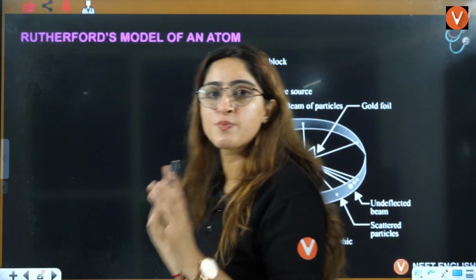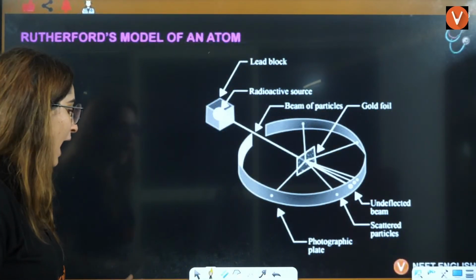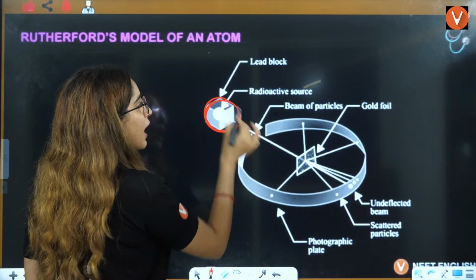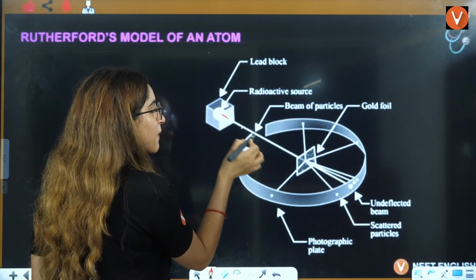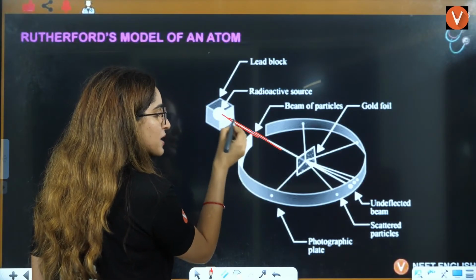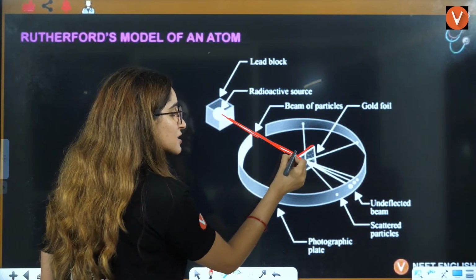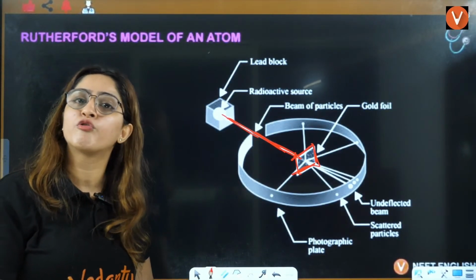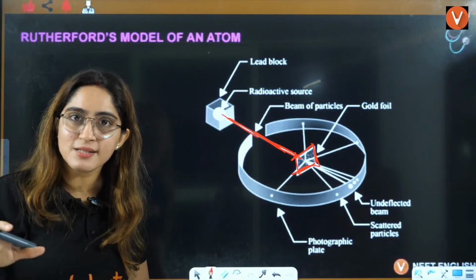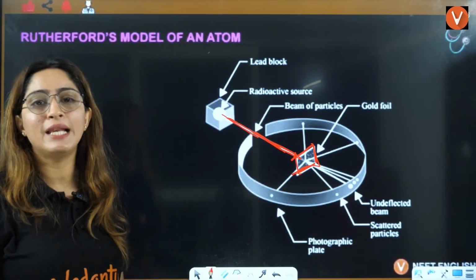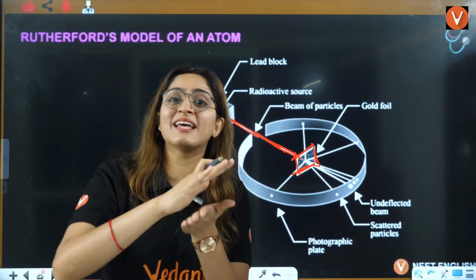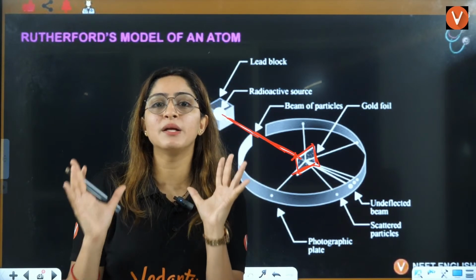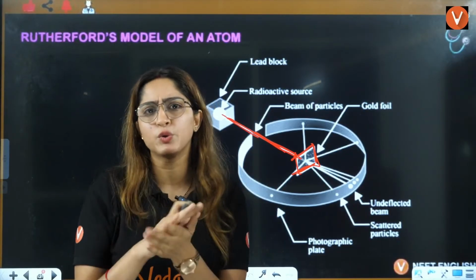So this is the experiment that he did. He had this radioactive source from which alpha particles are going. He had this empty space here from which the alpha particles strike this gold foil. First question, why did he choose gold foil? Because metals are highly malleable. Malleable means they can be drawn into very thin sheets. Gold is one of the most malleable metals, right? That's why we used it.